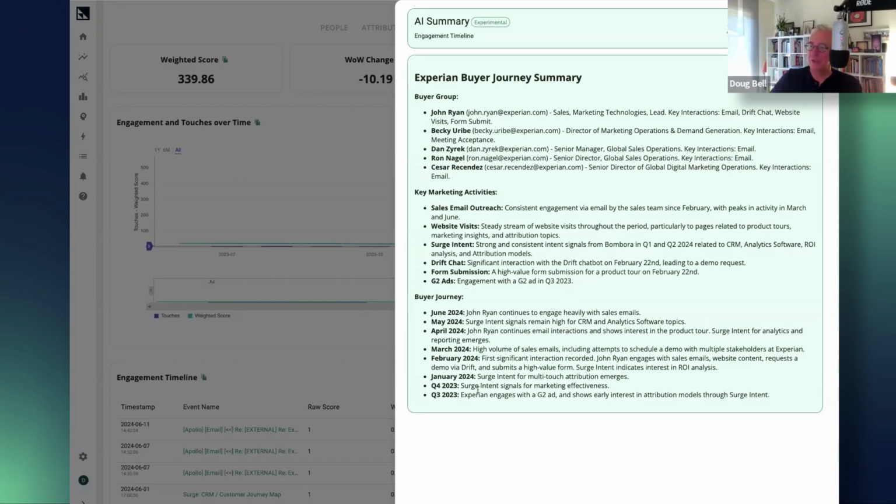And then the other piece here that I especially like is this idea of being able to understand the full buyer's journey and which members of the buying unit are getting involved where.